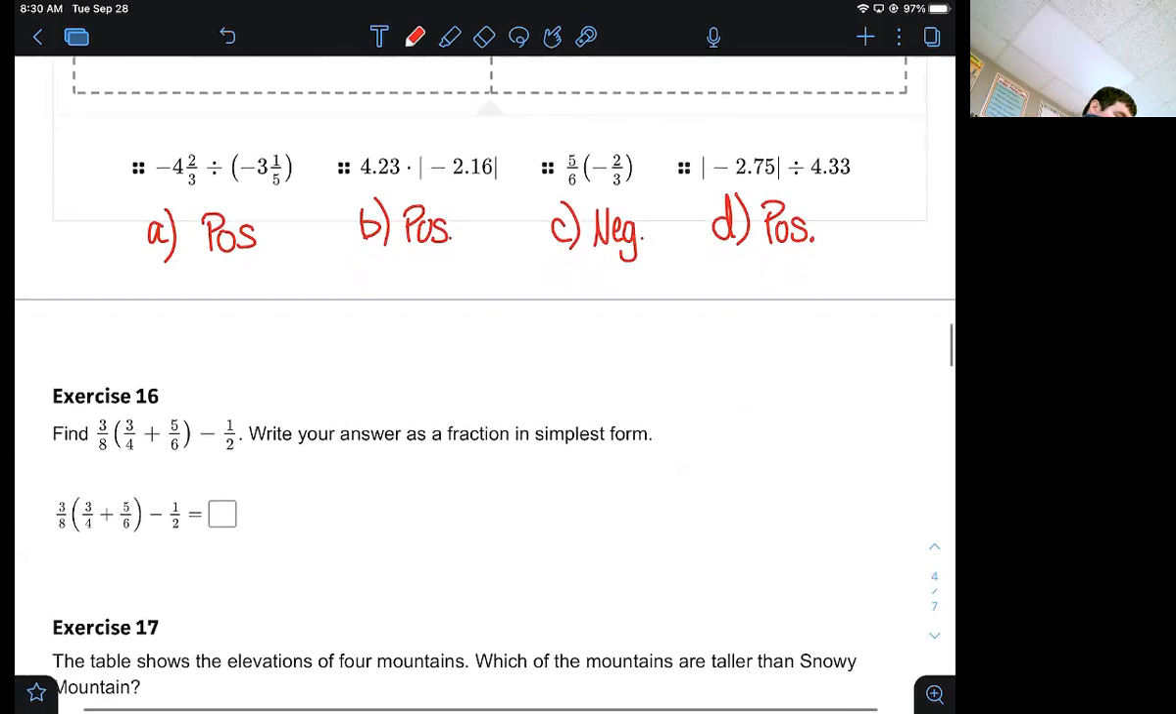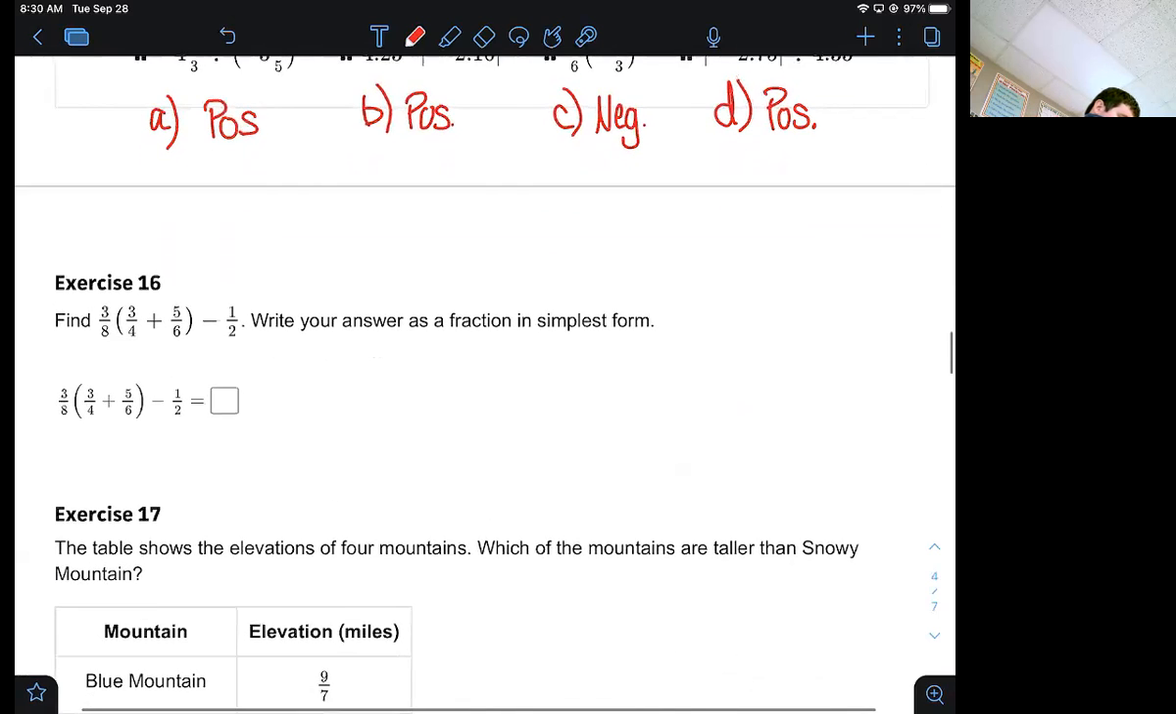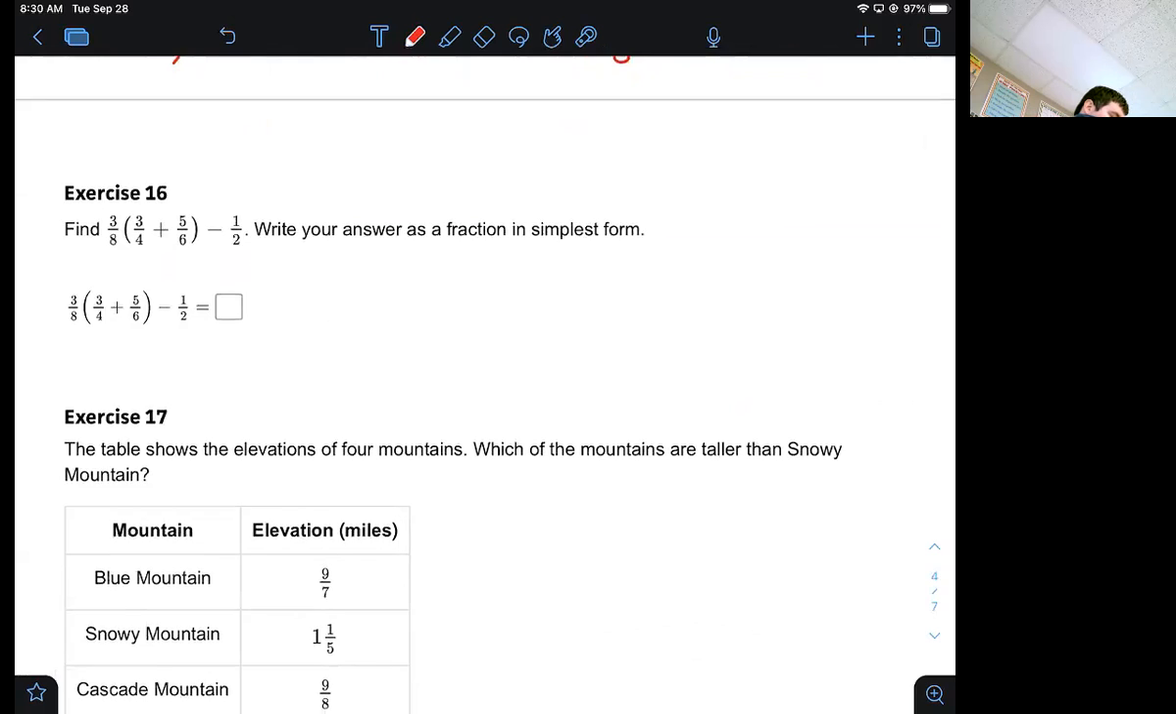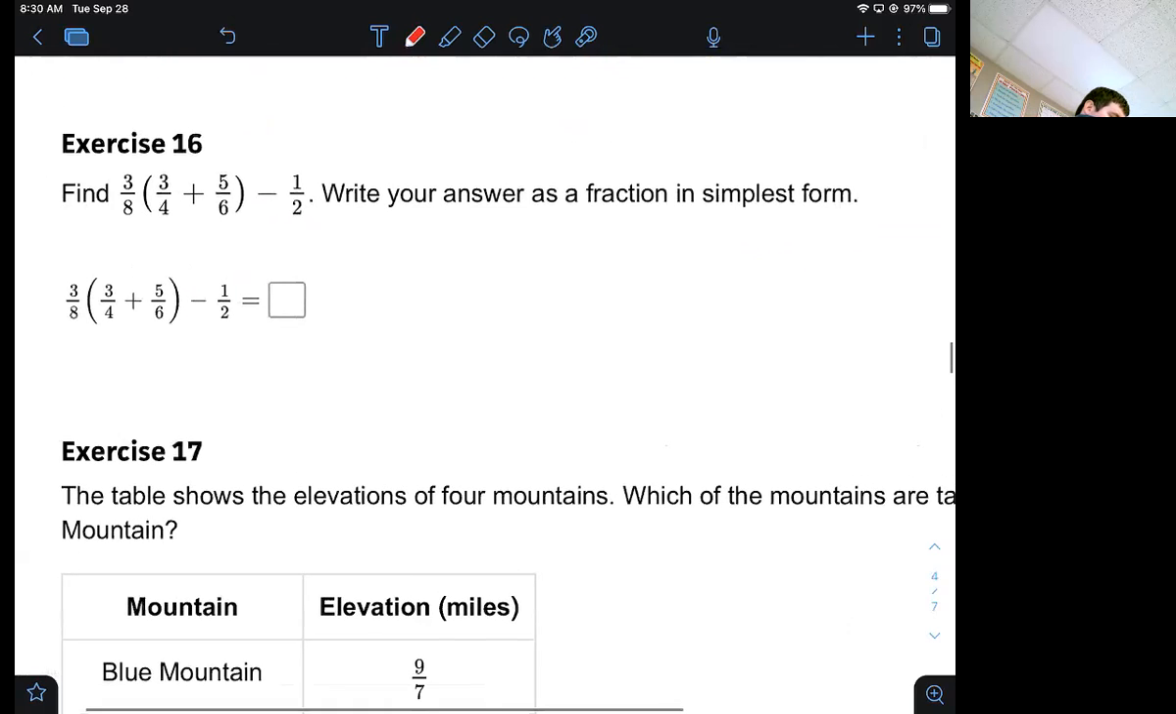Number 16. Georgia, could you shut that door for me, please? It's just kind of getting distracting.